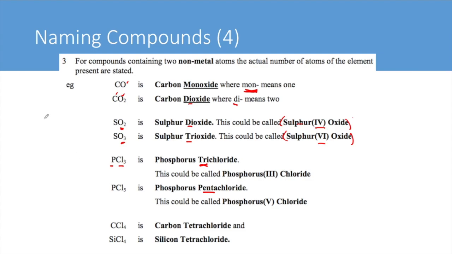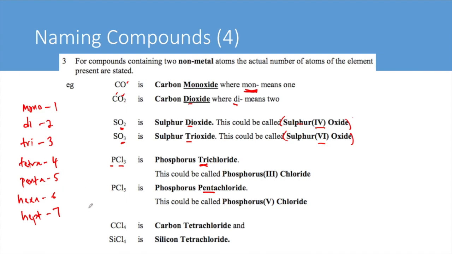So the numbering for chemistry, as far as chemistry goes, mono means 1, di means 2, tri means 3, tetra means 4, penta means 5, pentagon, 5 pointers, if you remember that. Hexa means 6, hepta means 7, and it goes on, but for IG you will rarely go beyond 5. But it goes on, there's octa, there's nona, deca, and so on.